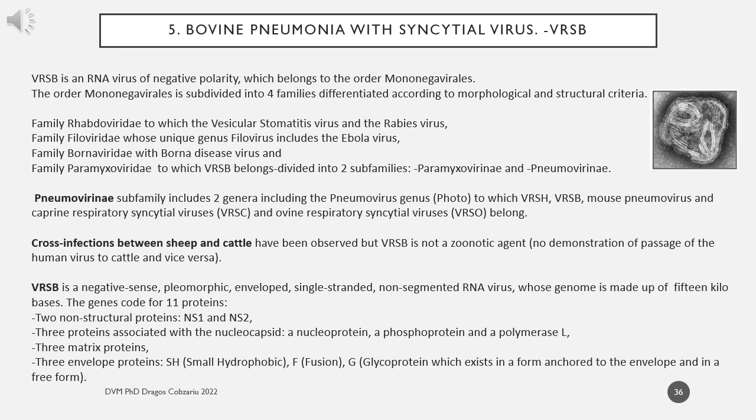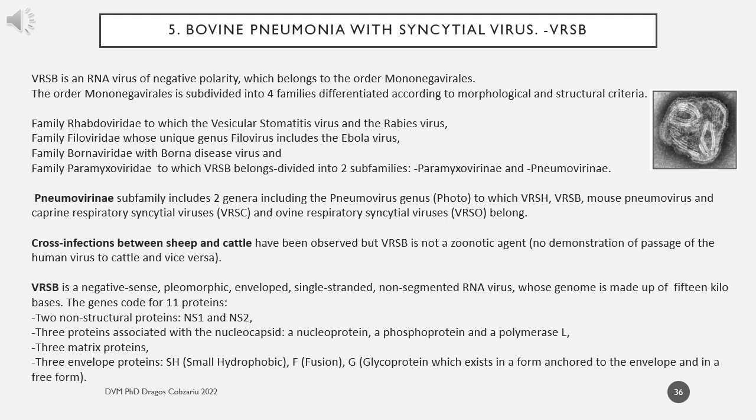Paramyxovirinae and Pneumovirinae. The Pneumovirinae subfamily includes 2 genera including the Pneumovirus genus, to which VRSH, VRSB, mouse pneumovirus and caprine respiratory syncytial viruses, VRSC, and ovine respiratory syncytial viruses, VRSO, belong. Cross-infections between sheep and cattle have been observed, but VRSB is not a zoonotic agent, with no demonstration of passage of the human virus to cattle and vice versa.